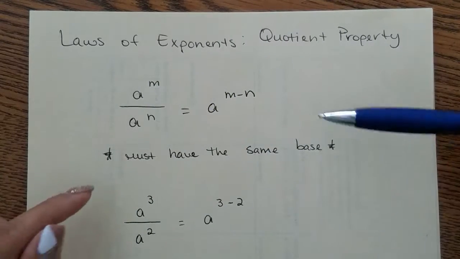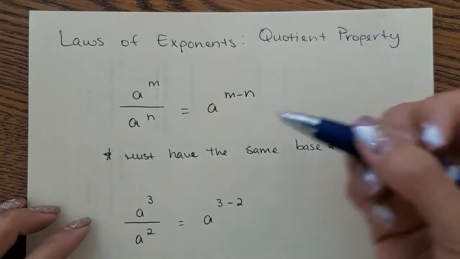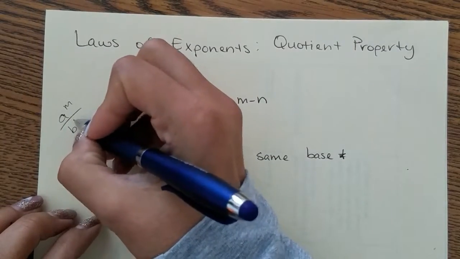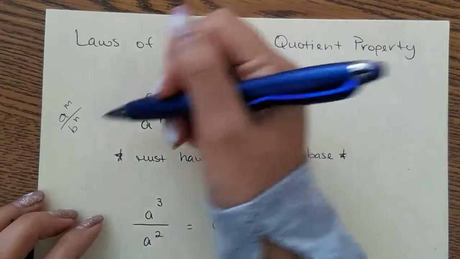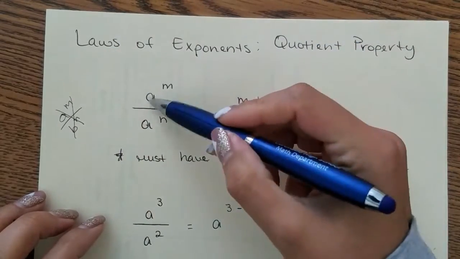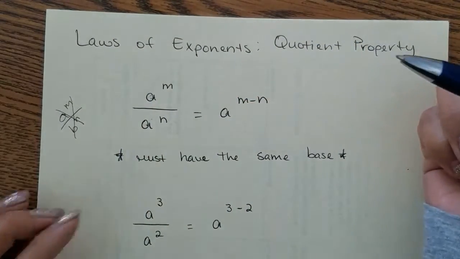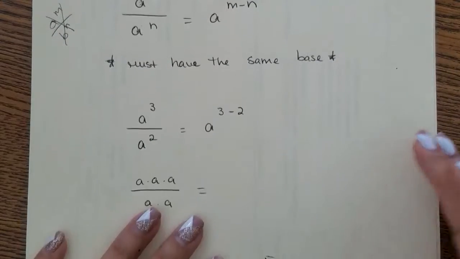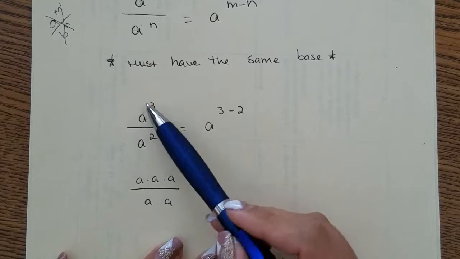Now the number one rule here is that they have to have the same base. So if you have like a to the m over b to the n, that's not going to help you, okay? You have to have the same base. These two values have to be exactly the same, or you cannot apply this property. All right, so the way it looks or works is something like this.